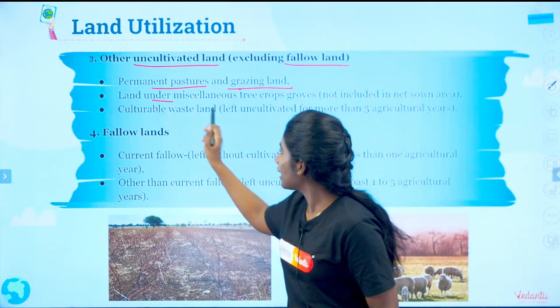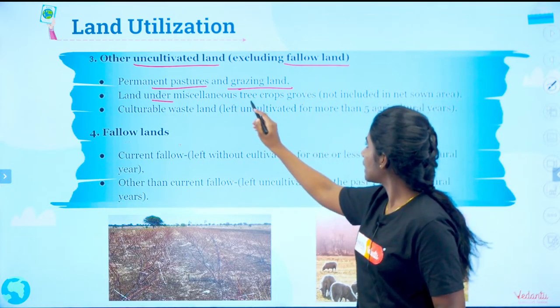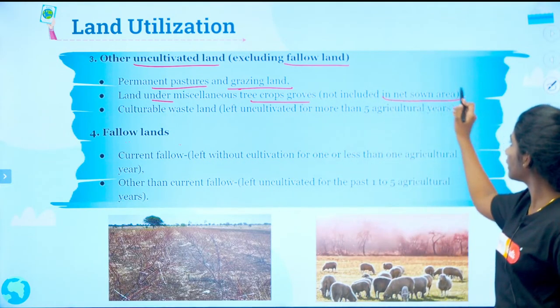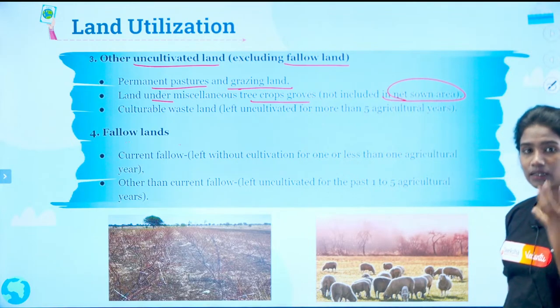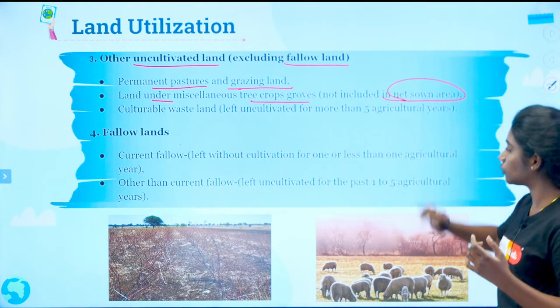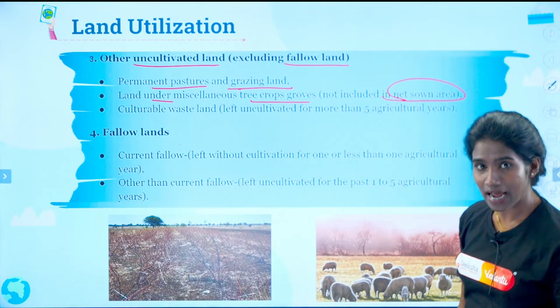Along with that, there is land under miscellaneous tree crops and groves which is not included in the net sown area. So there is certain land which is not included in the net sown area. We will study about that as well.